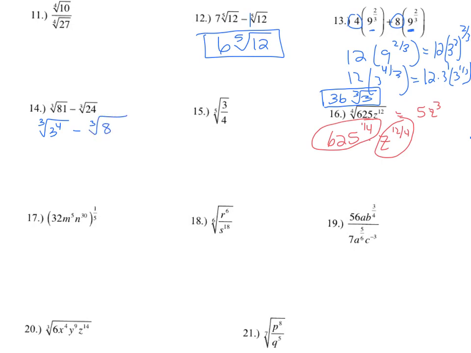And 24 has an 8 and a 3 inside. So I can think of this as the cube root of 3 cubed, or 27, times 3, minus the cube root of 8 times 3. Cube root of 27 is 3 times the cube root of 3. Cube root of 8 gives us a 2 on the outside, times the cube root of 3. And now our radicands match. Our index is the same, so I can subtract leading coefficients. 3 take away 2 leaves us with 1, so it's 1 cube root of 3.